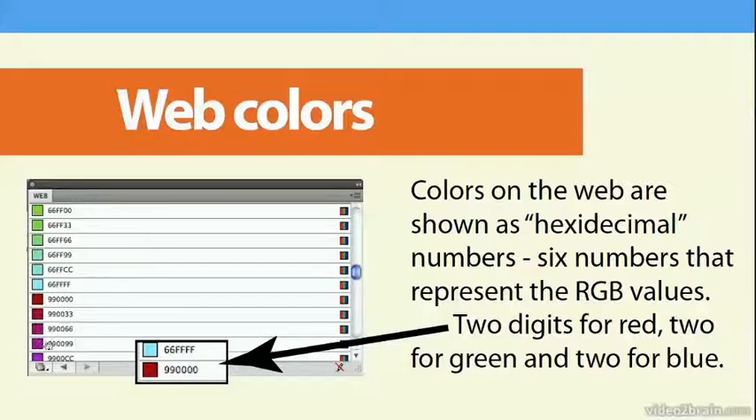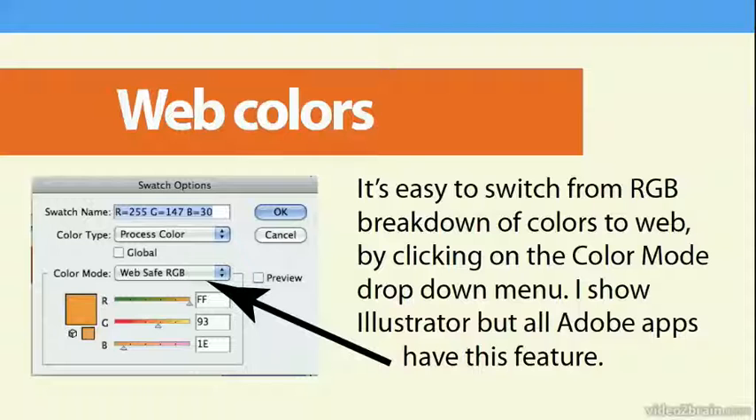And again, in all the Adobe applications in the Swatches panel, you can indicate that you want to view them as web colors, and it will show you the hexadecimal color. So it's easy to switch from RGB to the web colors in any Adobe application by using the swatch options. You can click on the color mode here and change it from RGB to web. And here is the breakdown of those particular shades that make the shade of orange. So all the Adobe applications have this.